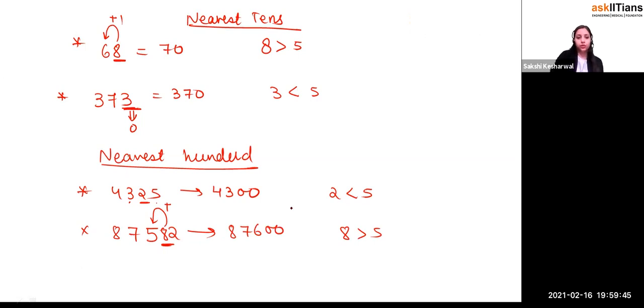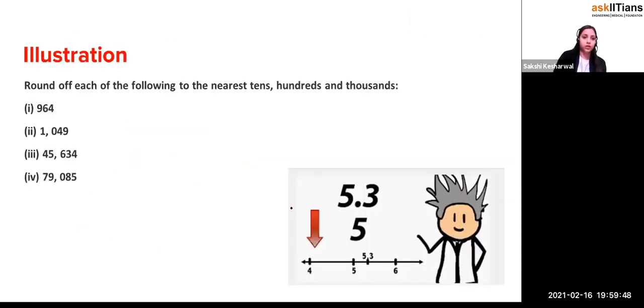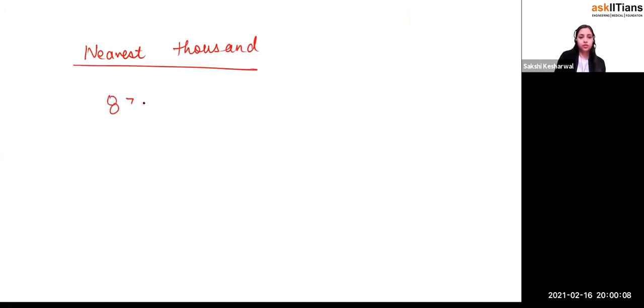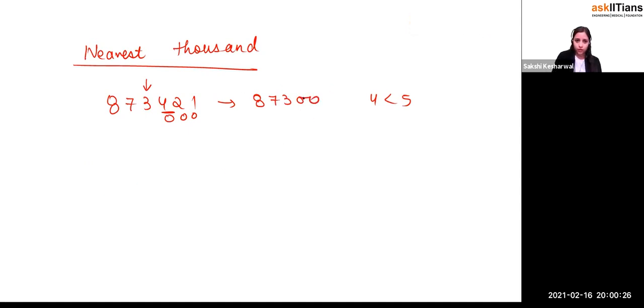Now if I say round to the nearest 1000, so for the nearest 1000, if I write 873421, right? So this is your 1000 place. So you have to go to the 100 place. Now see, 4 is less than 5. So what you will be writing, this is 0, this is 0. So this will become 873000. That's your answer, 3 zeros, right?